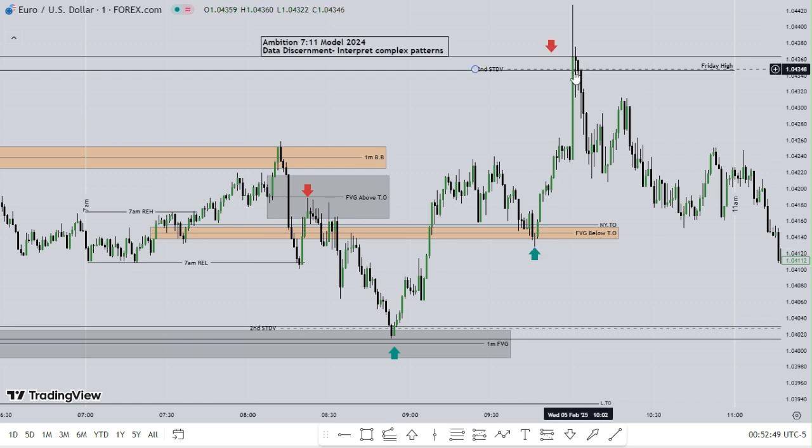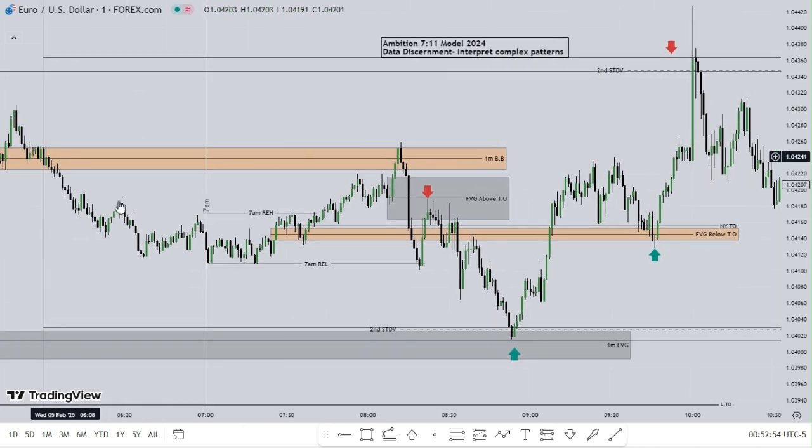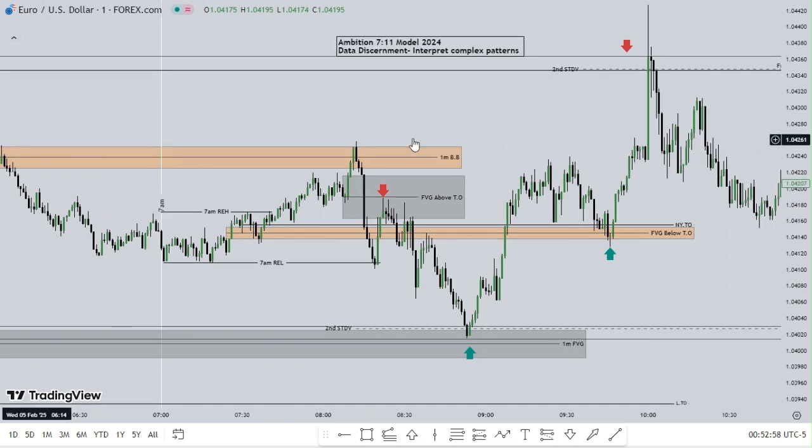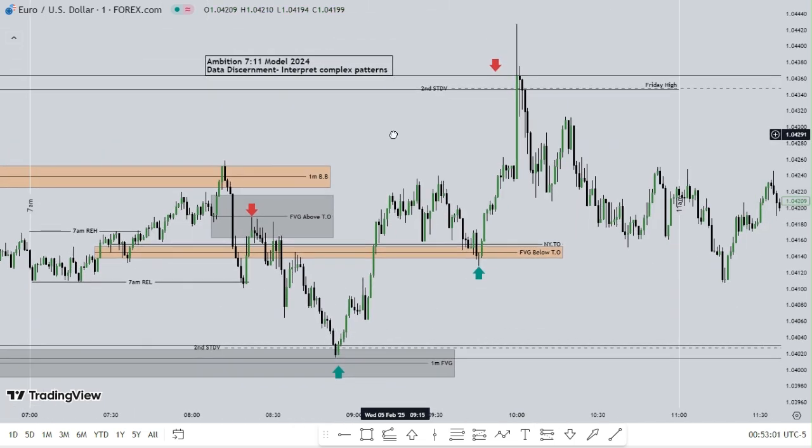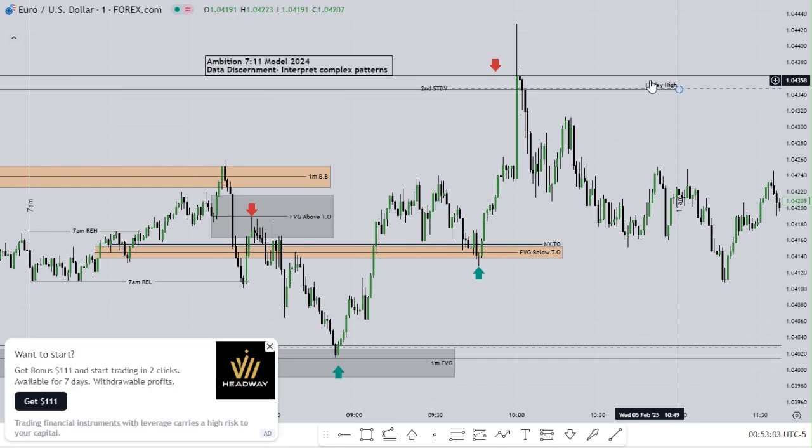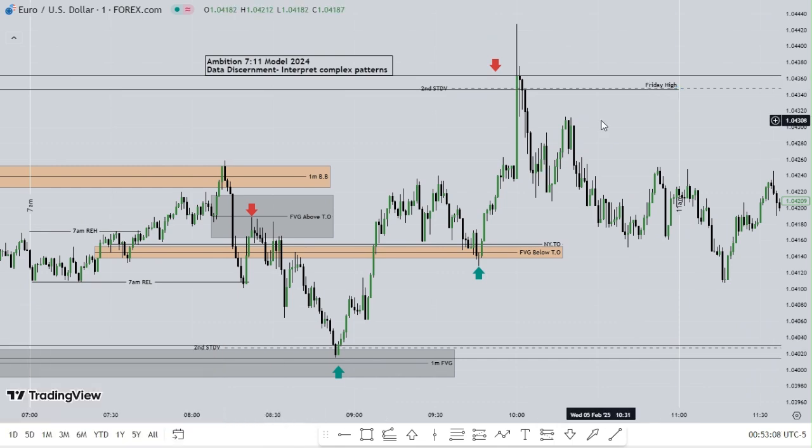How did I know this high was confirmed? Because, remember, we measured the 6 a.m. to 6:30 high. This was the second standard deviation here. And another confirmation was that this high was last week Friday's high. So I always look forward to trading price to the previous Friday high, because those Friday highs are very important when it comes to delivery of price during the following week.